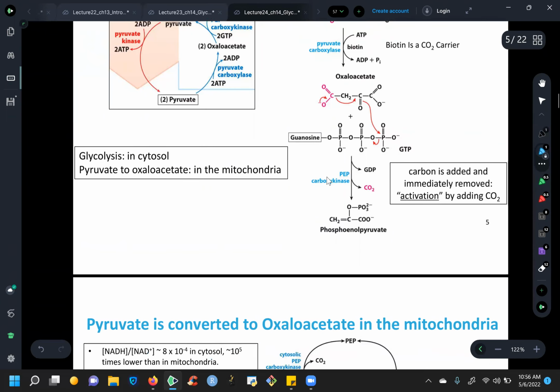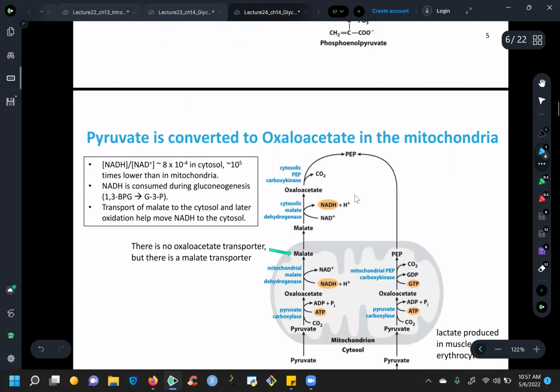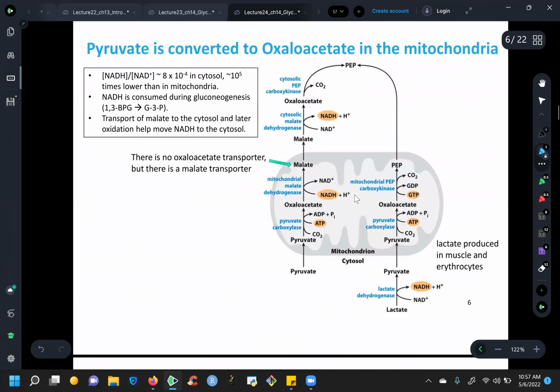And then you have GTP. So you steal the last phosphate. So instead of using ATP, you're using GTP to steal the last phosphate. And PEP carboxykinase will go ahead and make phosphoenolpyruvate, that really high energy molecule. So pyruvate is converted to oxaloacetate in mitochondria.